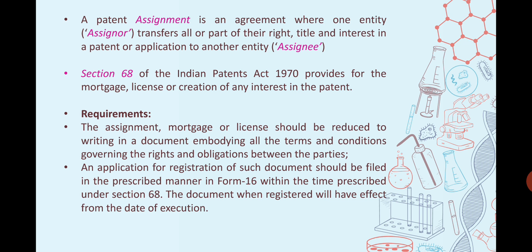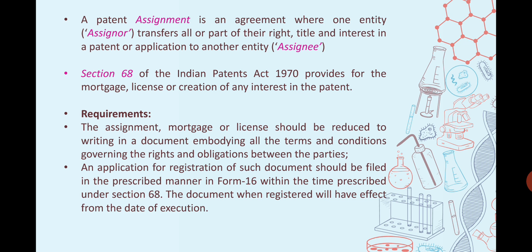Under the Indian Patent Act, predominantly the assignment related portion is covered under section 68, which talks about creating any licenses, mortgages, or creation of any interest in the patent. Section 68 goes on laying down certain requirements. Only if these requirements are satisfied will it be considered a valid transfer of interest. Be it assignment, license or mortgage, it should be in writing, and it should detail all the terms and conditions with respect to the rights and obligations of the parties.